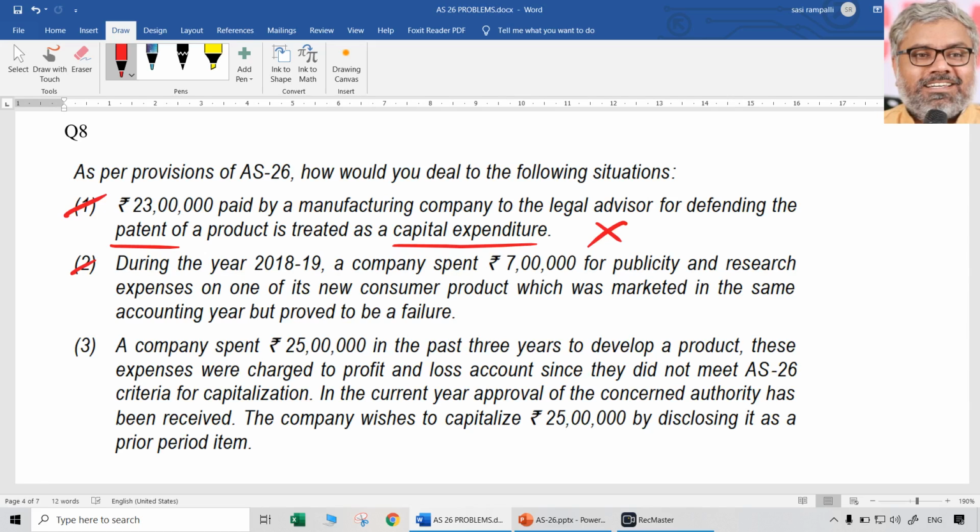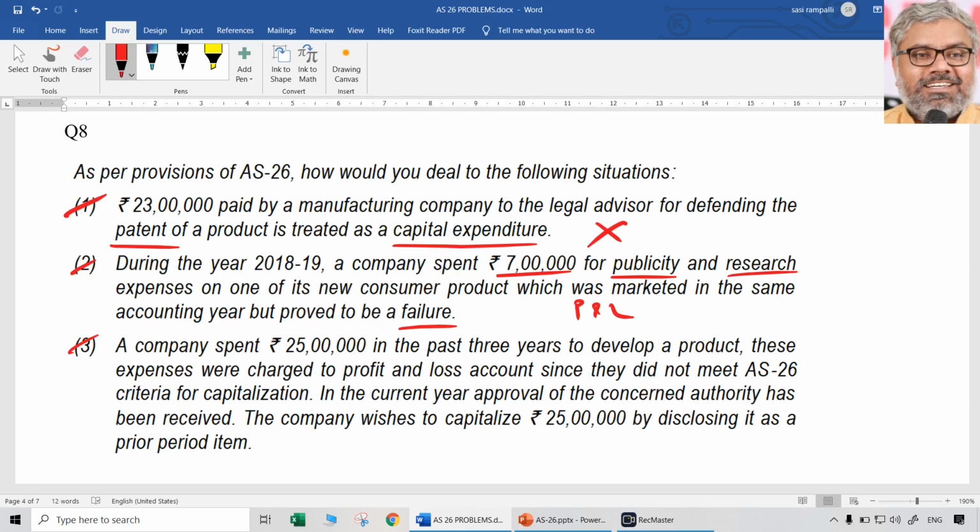During the year 1819, a company spent 7 lakhs rupees for publicity and research expenses in one of its new customer product, which was marketed in the same accounting year but proved to be a failure. I think we already discussed this. What should happen to that? Simply just debit it to P&L. There should not be any recognition of intangible asset because that product is already a failure. It does not meet the asset recognition criteria. That too, publicity and research expenditure never will be intangible assets. So second point, it should be charged to P&L only.